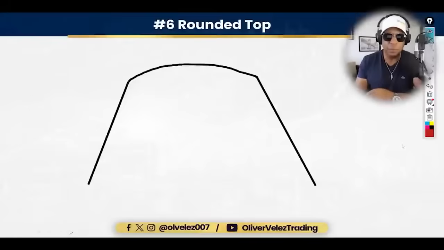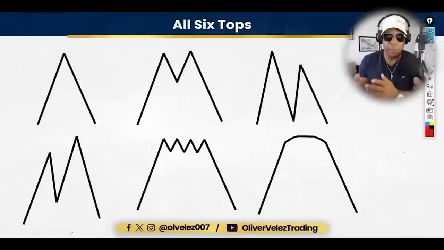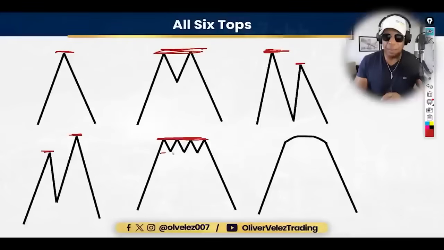Now, let's review all 6 of them. You've got the steeple top, you to the far upper left. You've got the double top. All right? You've got the left shoulder top, where the left shoulder's higher than the right shoulder. You've got the right shoulder top, where your right shoulder is higher than the left. You've got your basing top, where your stock is basing and vacillating back and forth from the top.